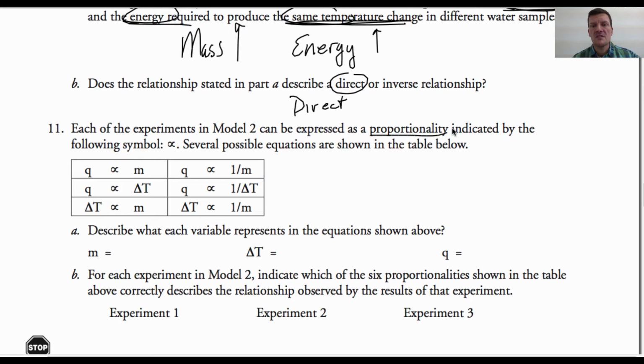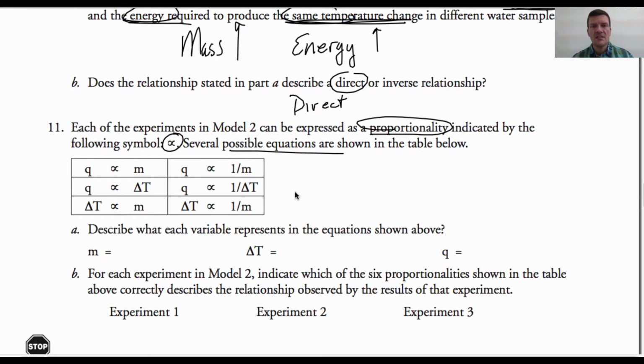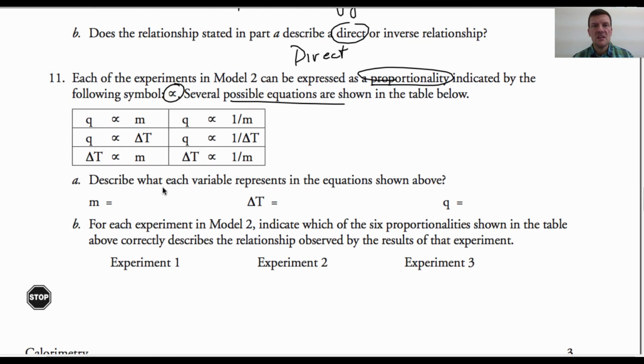So we have here, in number 11, each of the experiments in Model 2 can be expressed as a proportionality, indicated by the following symbol. There's a symbol for a proportion. Several possible equations are shown in the table below. We're trying to see what is the relationship between each of these variables. We're taking 2 at a time, remember? Describe what each variable represents in the equation shown below. This would be your mass. This is your change in temperature. And Q is often used for our heat energy.